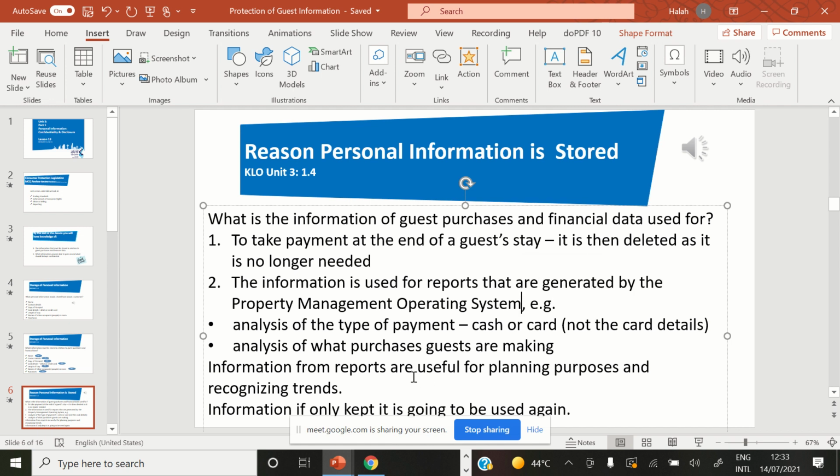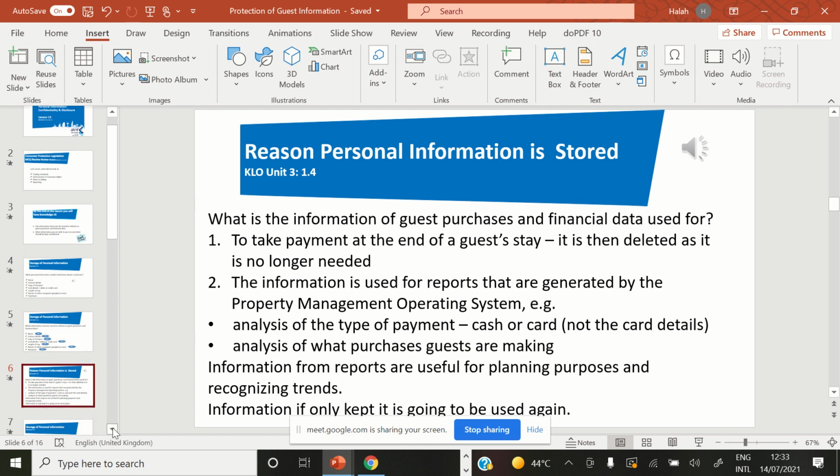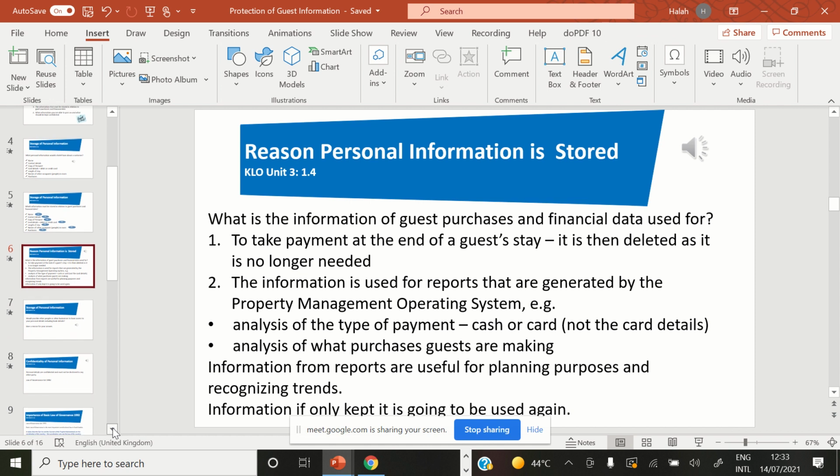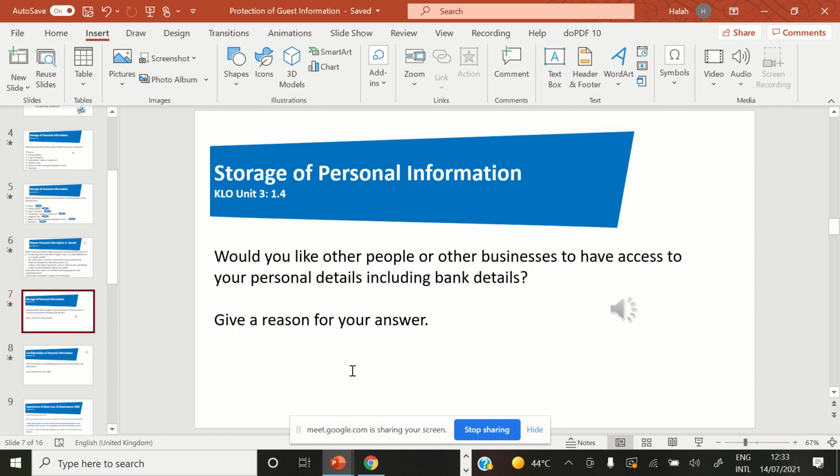Information from reports is usually useful for planning purposes and recognizing trends. So by using this information and reports, the hotel can understand when they have to increase the number of employees, and when they have to plan for empty rooms. Information is only kept if it is going to be used again. So usually the information stays in the system if it needs to be used to create reports in the future.